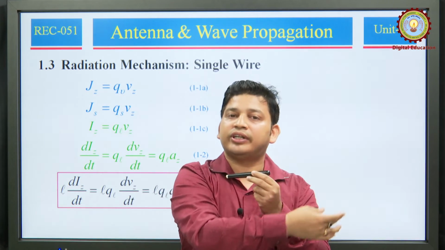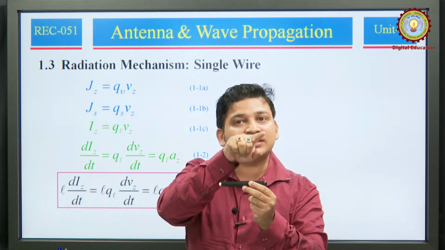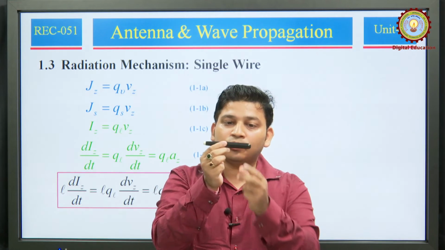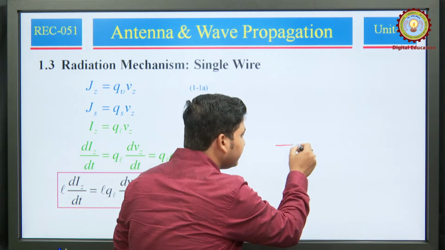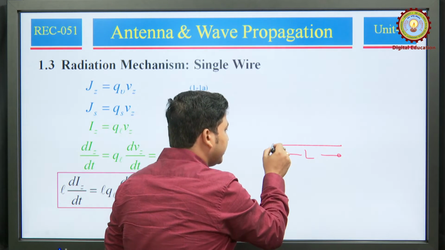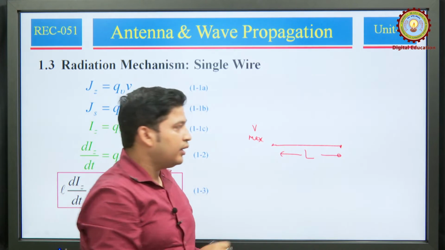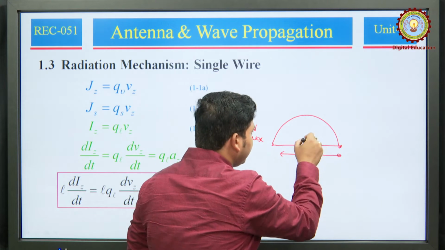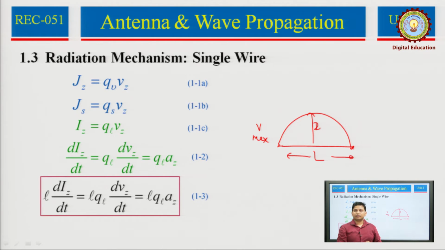From here it cannot move further. So the potential or voltage is maximum at the end of this wire, though the current is maximum at the center. This concept can be easily understood. If this is my wire having length L, then here and here the voltage is maximum and the current is maximum over here, decaying at both ends. This way voltage and current differ, and that is the concept of electromagnetic generation, the E and H fields.